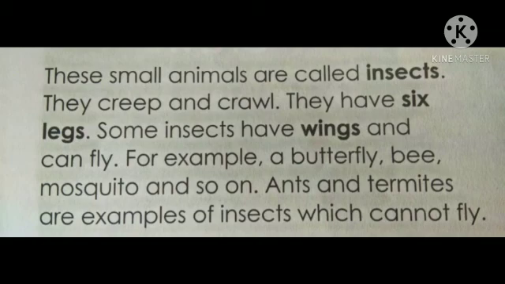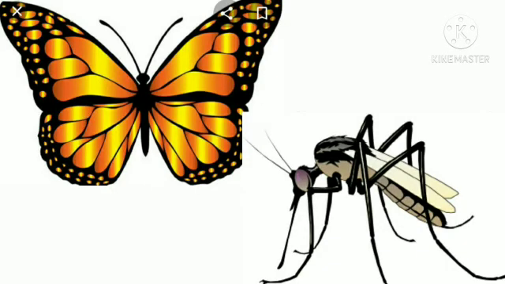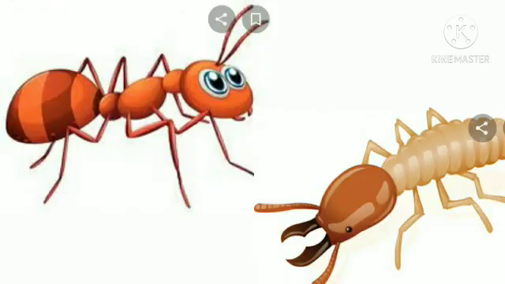Ants and termites are examples of insects which cannot fly. So students, see the picture. The butterfly and mosquito have wings so that they can fly. This is an ant and termites, and they don't have wings, so they cannot fly.